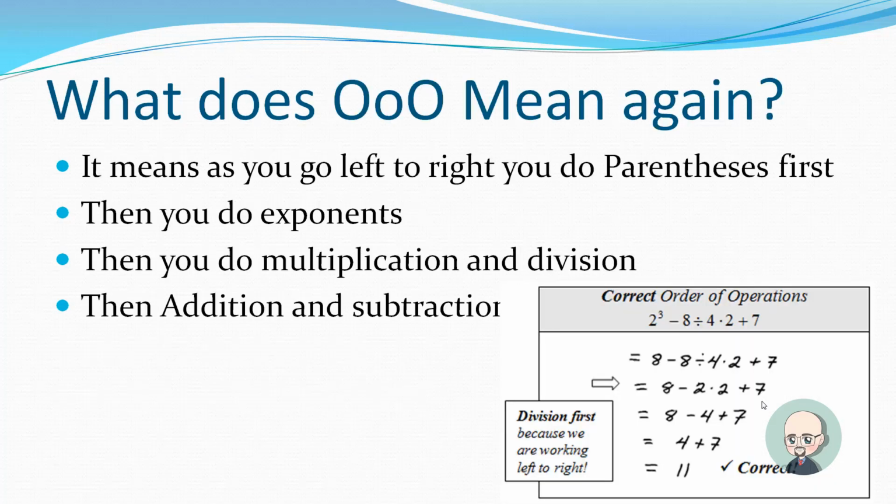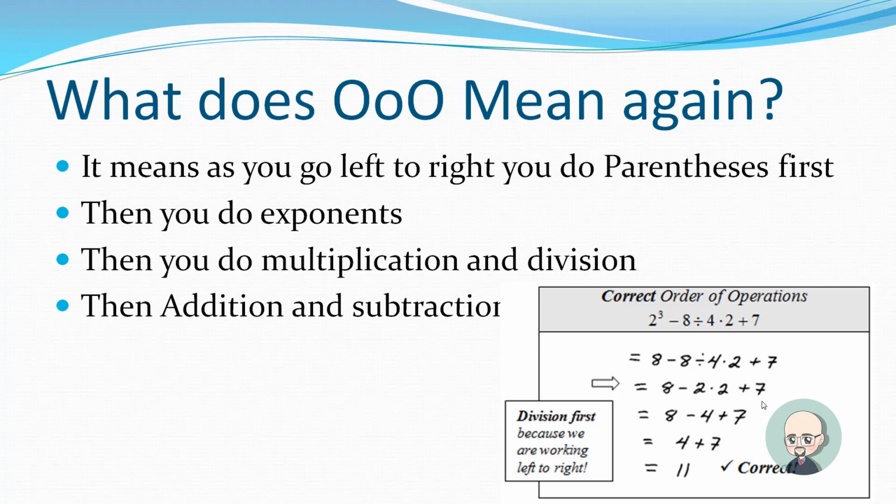Okay, so what does this mean again? It means as you go from left to right, you do parentheses first, then exponents, then multiplication and division, then addition and subtraction. And over there on the right, I have an example. If you want to take a look at that, that goes through it. You see you do the exponent first because there's no parentheses. Then after that, we do division because there's no multiplication. And then we do addition and subtraction as we go from left to right.